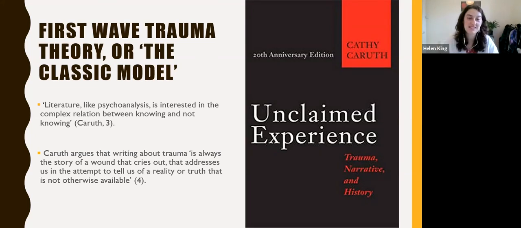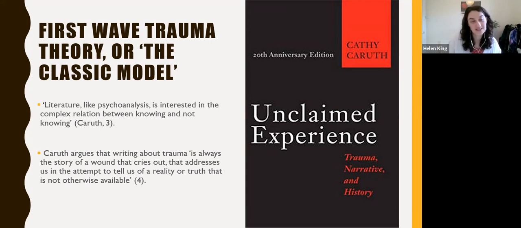So the first theorist that I want to introduce to you is Cathy Carruth. Her book, Unclaimed Experience: Trauma, Narrative and History, is one of the most well-known works of literary trauma theory. She is one of a group of theorists who were writing in the 80s through the 90s about how trauma is expressed in literature. But why is it that literary critics and literary theorists are so interested in a phenomenon that seems to belong to the realm of psychology?